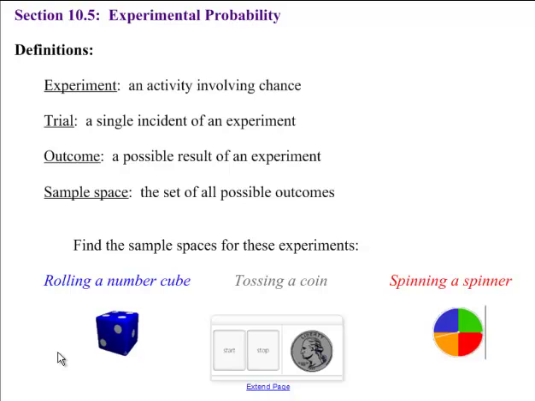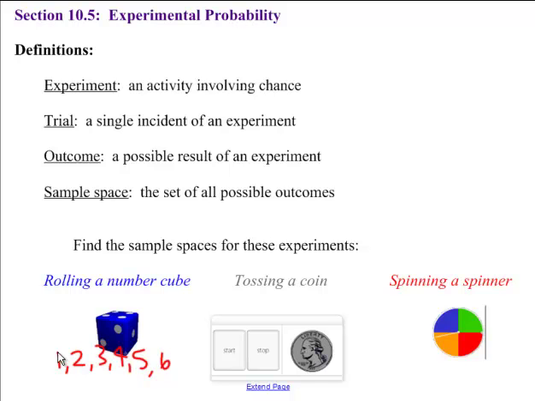Like if we look at the first problem here, rolling a number cube, there's only a few outcomes. You can't get just any number. You're either going to get 1, or 2, or 3, 4, 5, or 6. Those are your only possibilities. You can't get 3.5, you can't roll a 7. So that is my sample space. Those are the only possible outcomes.